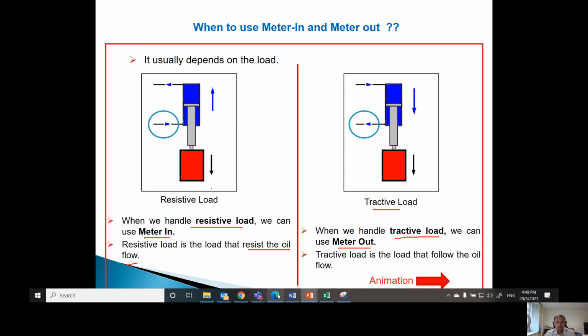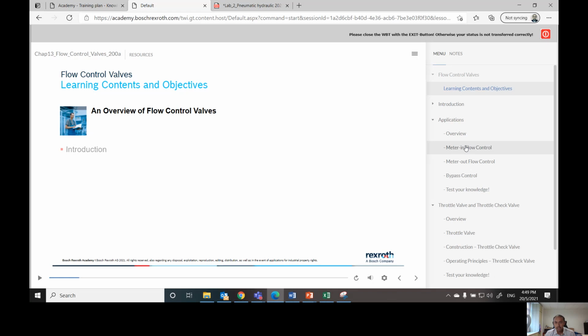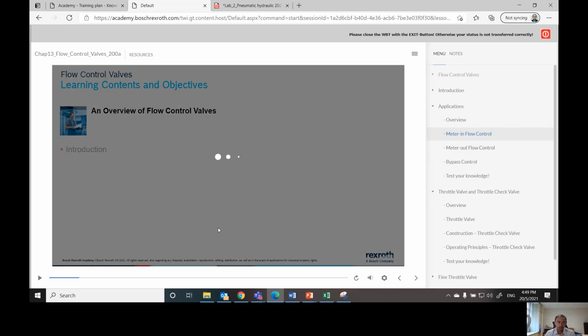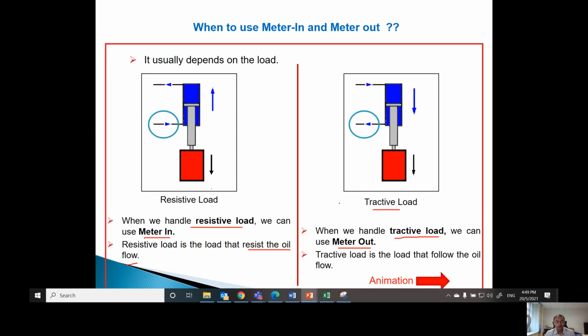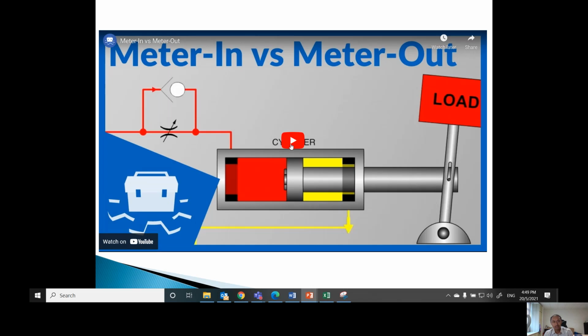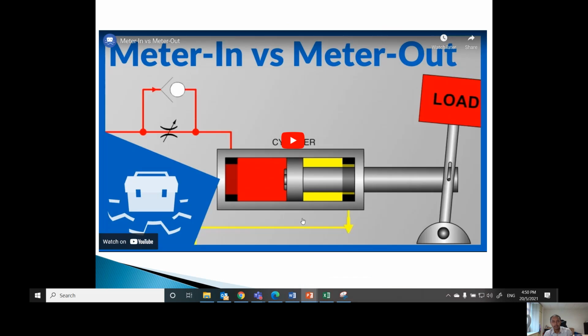There is an animation, but I think it's the same, just to show the difference between meter in and meter out. Here, the flow control valve is placed in the pressure line. I will skip this because I have shown you the video just now, which is already enough to show you the concept of meter in and meter out. Please watch this on your own for the full version. I will provide you the link later.